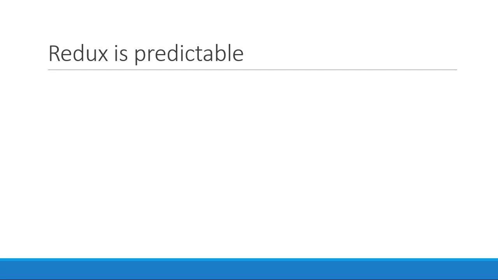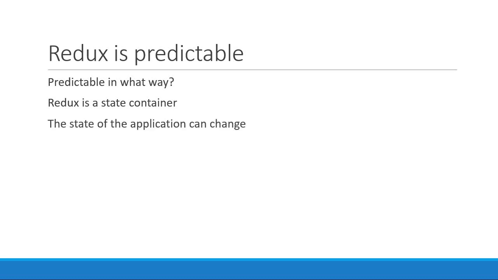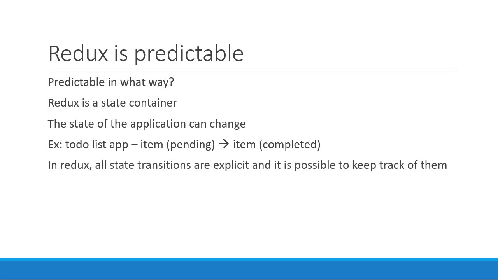The final part is that Redux is predictable. The question that comes to our mind is, predictable in what way? Well, let's go back to the discussion we had a minute ago. Redux is a state container. And in any JavaScript application, the state of the application can change. For example, in a to-do list application, a to-do item can go from being in a state of pending to a state of completed. In Redux, all such state transitions are explicit and it is possible to keep track of them. In other words, with Redux, the changes to your application's state become predictable.